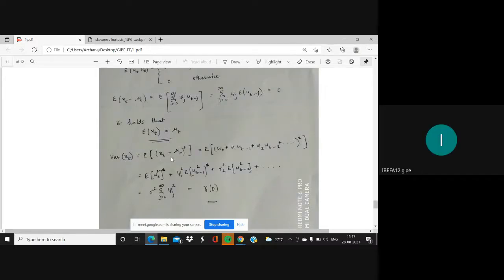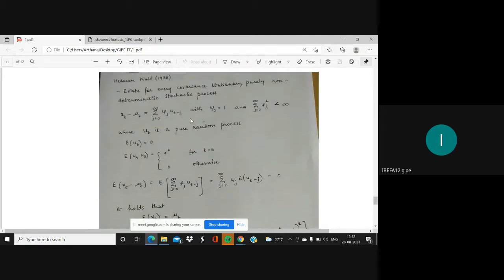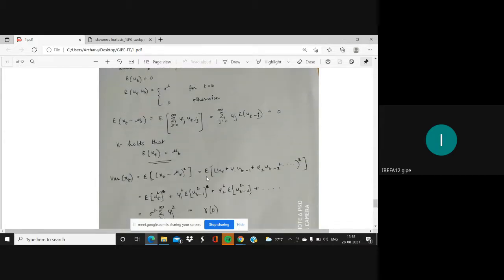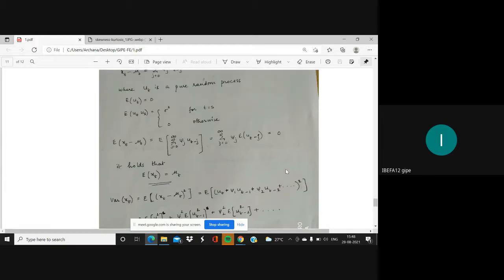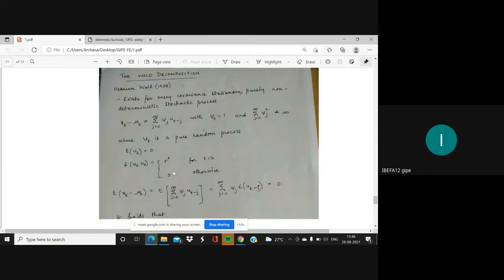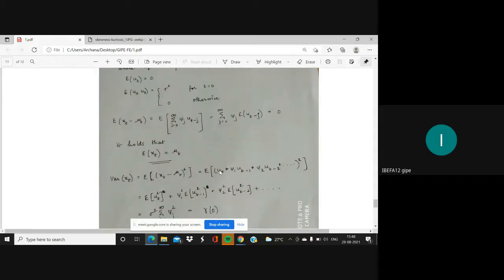For the variance, instead of xt minus mu t, we just use this. So we take the expectation of that term, the whole square. Once you expand the term, this is what you will get. For j equal to 0, psi j when j is equal to 0 is equal to 1. If j is equal to 0, you will get ut, so it will be 1 into ut. This is what you got here.